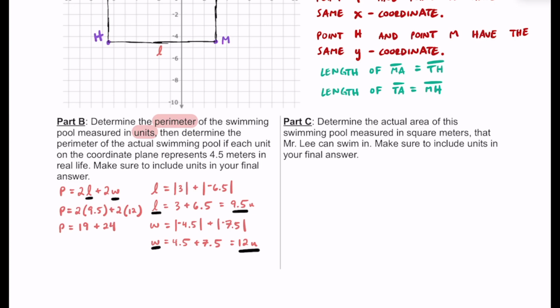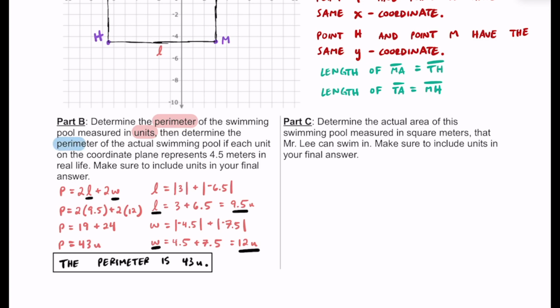So if we had 19 plus 24, I believe the perimeter of this swimming pool, at least in the drawing, is going to be, let's see, 20, that's 44, 43. I think this is going to be 43 units. And so just looking at the drawing, the perimeter is going to be 43 units on this sketch.